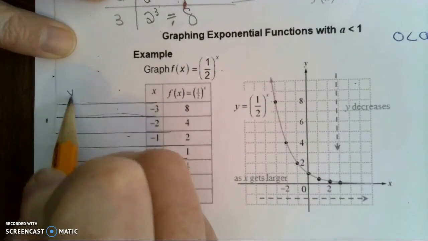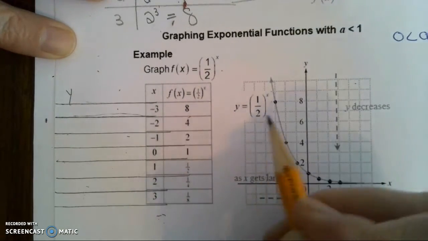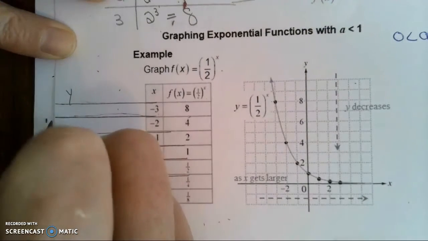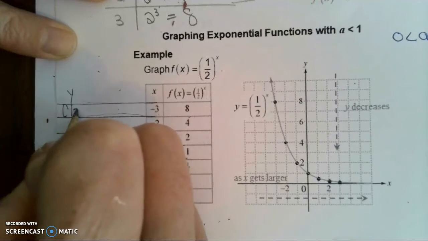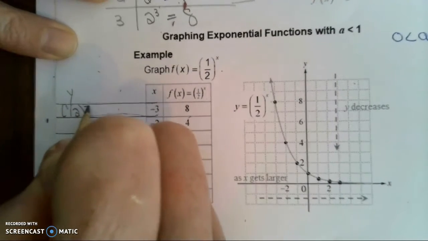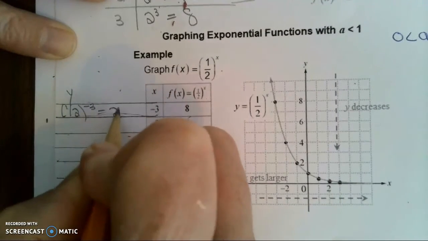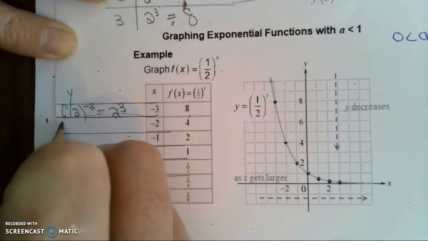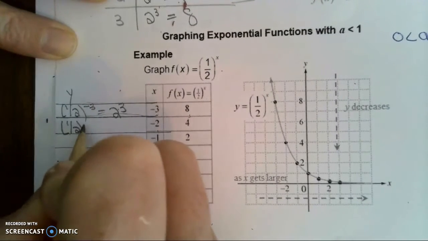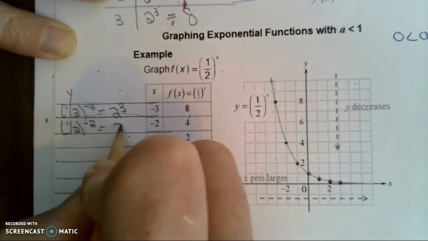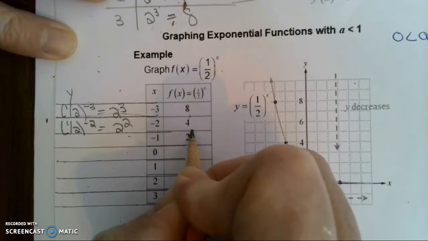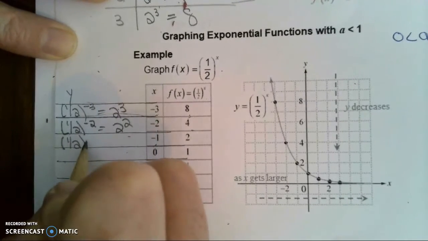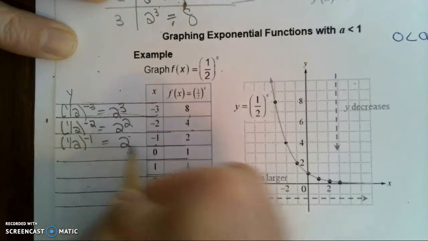So this is going to be my y. This is going to show how I got these numbers because I really don't have enough room over here. So I'm going to take 1/2 to this exponent. So 1/2 to the -3rd is the same thing as 2 cubed, which gives me 8. Now I'm going to take 1/2 to the -2nd. And that gives me 2 squared, which is 4. 1/2 to the -1 gives me just 2.